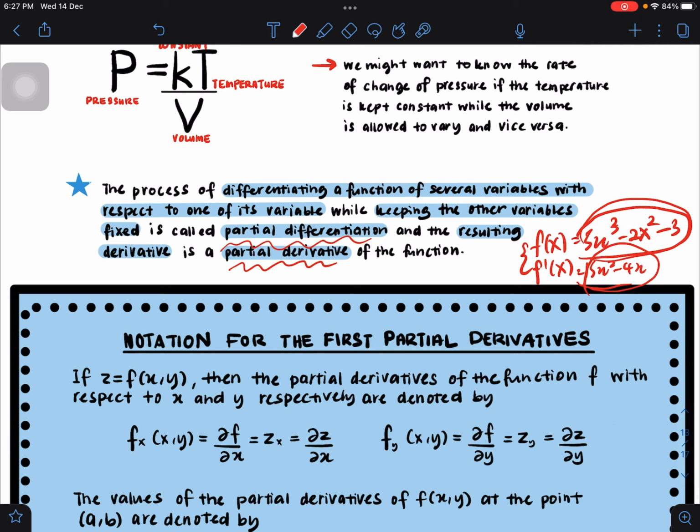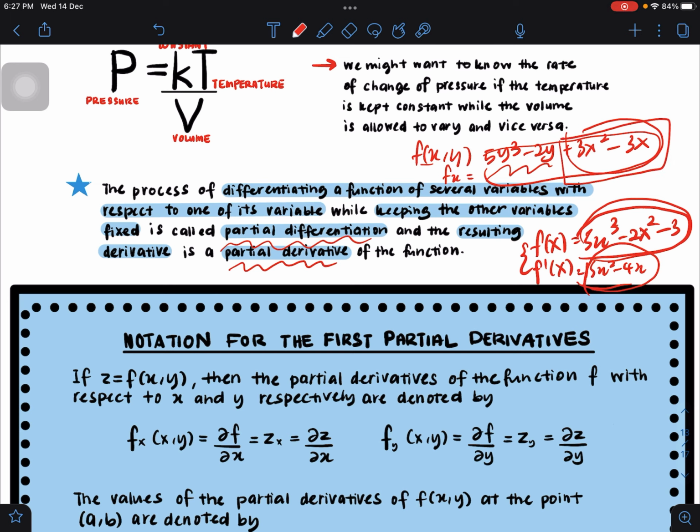But if you have an equation of two variables, f(x,y) equal to 5y cubed minus 2y plus 3x squared minus 3x, and you want to find the derivative in terms of x, the symbol is a small x here. What you do is you only differentiate the x, and y will remain as a constant. Therefore, this is called a partial derivative because it does not involve the whole equation. It only involves a part of the equation. That's why this process is called a partial derivative.